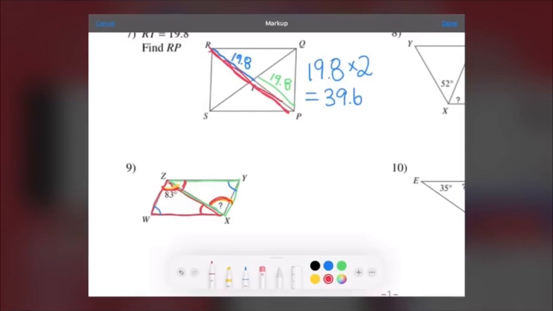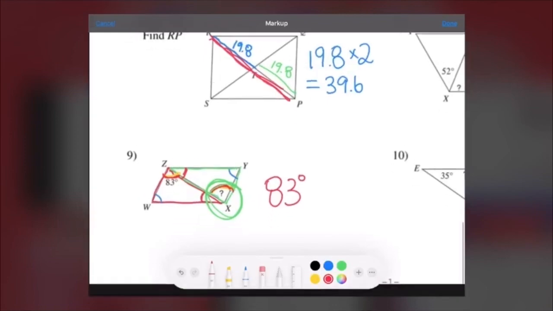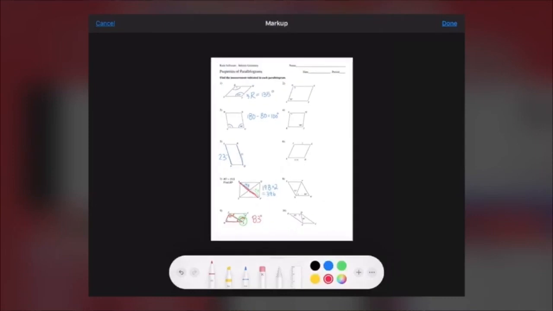Okay? But here we're just looking at this angle here and this angle here. And we know that they're equivalent, so this angle ZXY is 83 degrees. All right? So remember, diagonals create two equivalent triangles. That's one of our properties. All right. So, moving on.